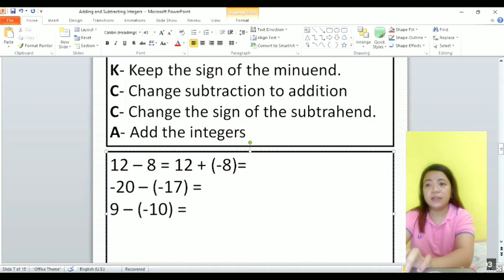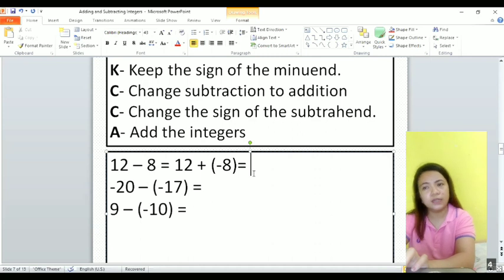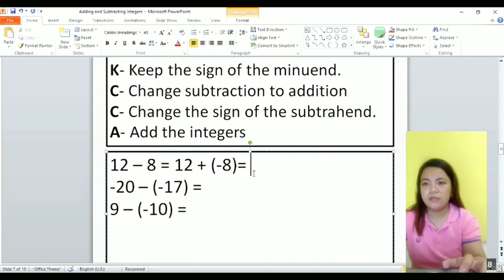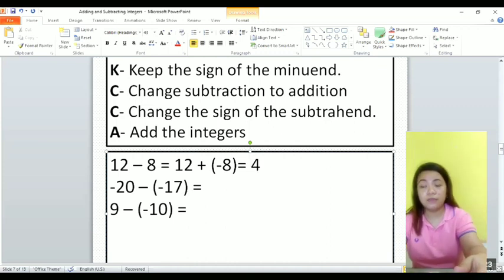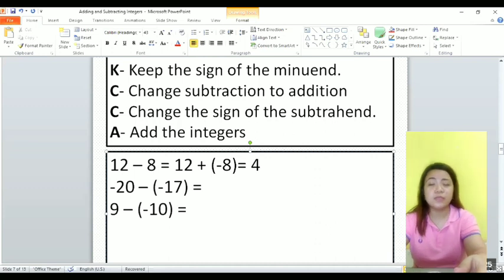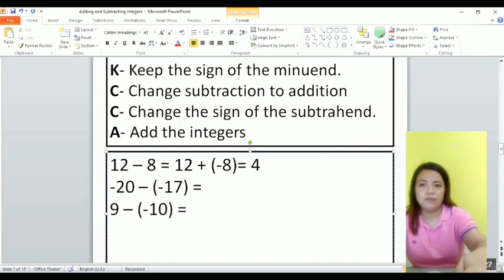And then, we're going to dive in with the addition of integers. So remember that if the integers are unlike signs, we're going to subtract and then copy the sign of the integer with a greater absolute value. So let's subtract first, 12 minus 8. That will become 4. But since 12 is bigger than negative 8 in terms of absolute value, we're just going to have positive 4 here. Next, let's have negative 20 minus negative 17.